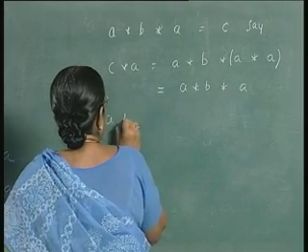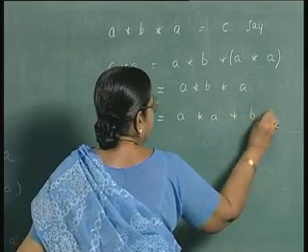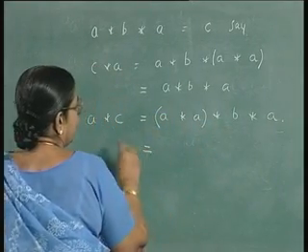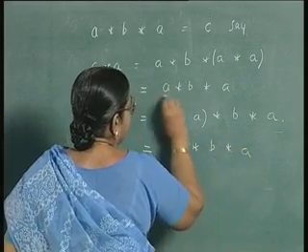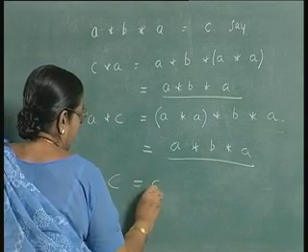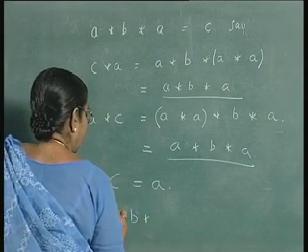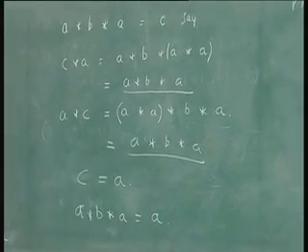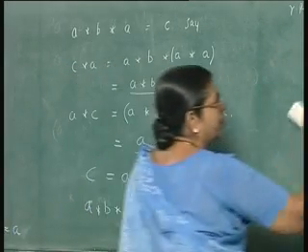What can you say about A star C? A star C is A star B star A star A, and because of associativity you can group like this. By the first part, A star A is A. So, A star B star A. These two are equal. So, you get C star A is equal to A star C, which implies C equal to A. That is A star B star A equal to A. This is the second portion.